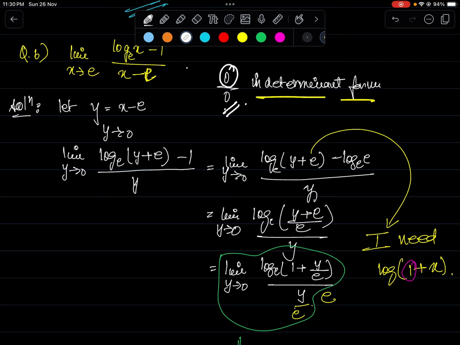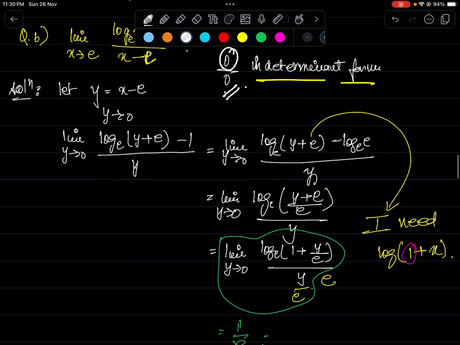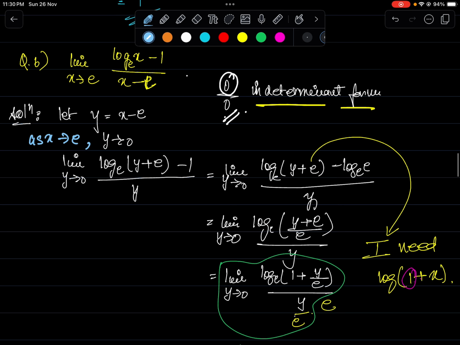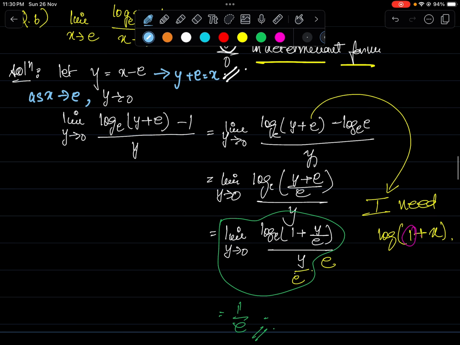So I am considering x minus e as y. Now once I do that, I need to observe that as x tends to e, my y goes to 0. Now I will rewrite the limit. So it is limit y tends to 0 of (log of (y plus e) minus 1) by y, because x is written as y plus e from this equation.